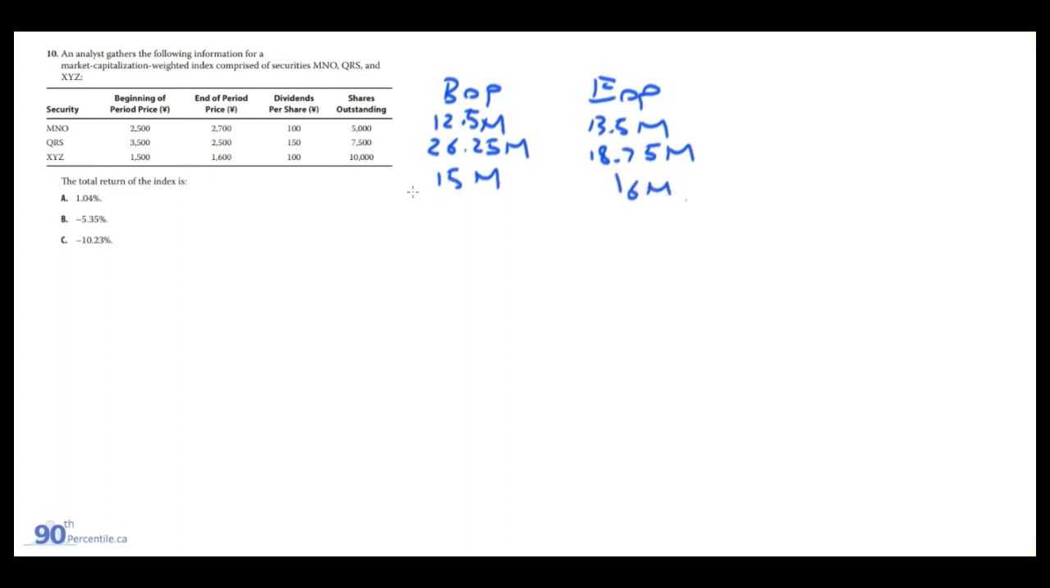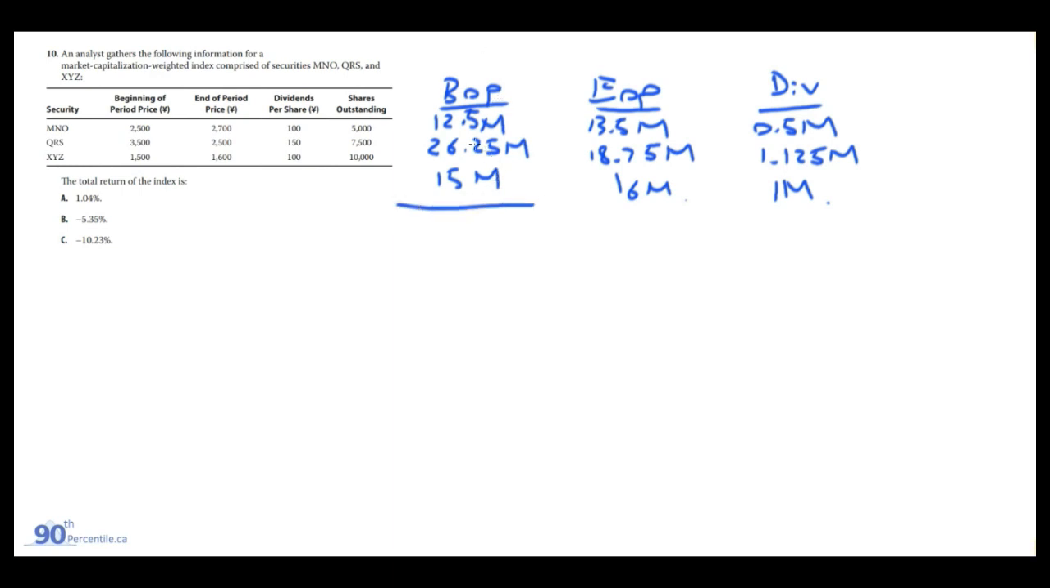Okay, so from this we could calculate the price return, but we're asked for total return as well. So we have dividends per share, 100 in this case. So 100 times 5,000 shares outstanding, it's going to be 0.5 mil in dividends. This 150 per share, 7,500 outstanding, 1.125 mil in dividends. And then here, 100 times 10,000 is 1 mil in dividends. Okay. So the last step here is to sum up all of these values.